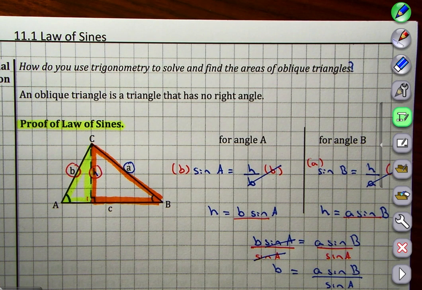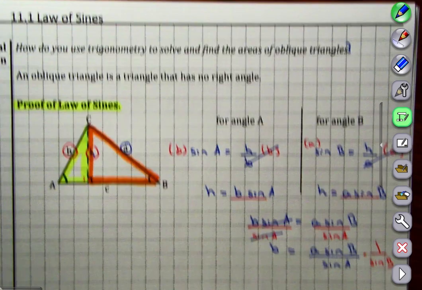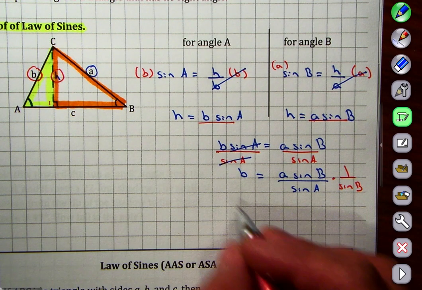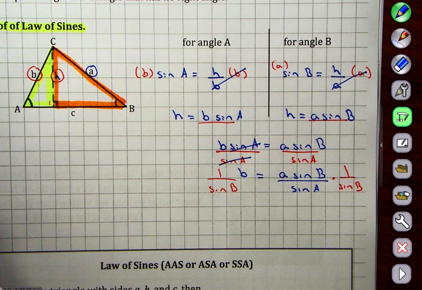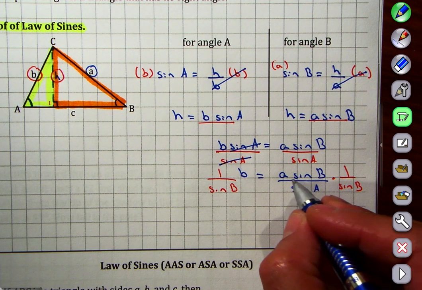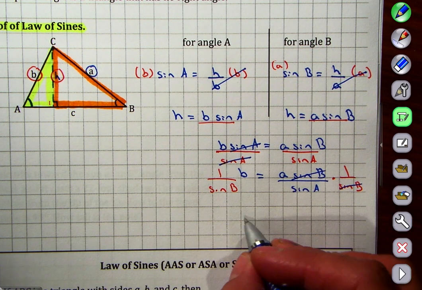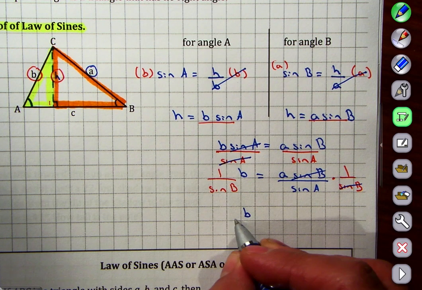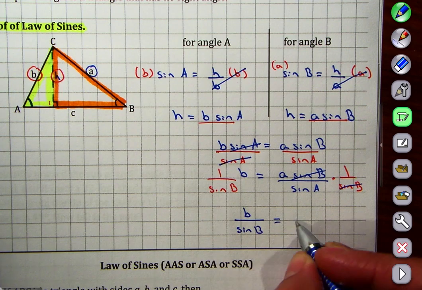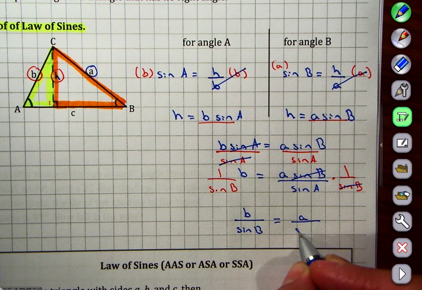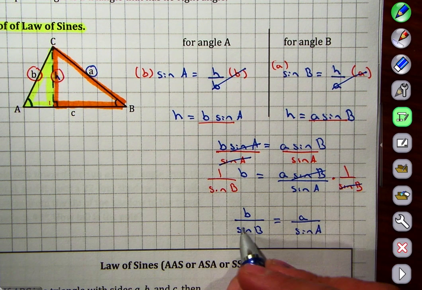I need to be able to get rid of the sine of B on this side, so I'm going to multiply by the reciprocal, 1 over the sine of B. So therefore the sine of B will cancel out, and I have b over the sine of B is equal to a over the sine of A.